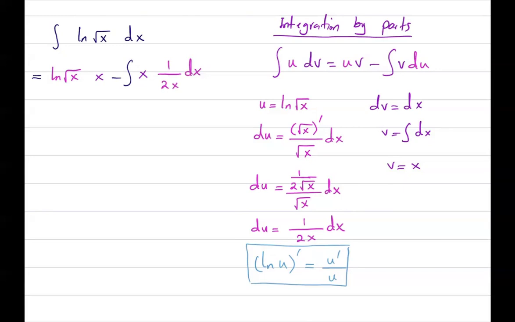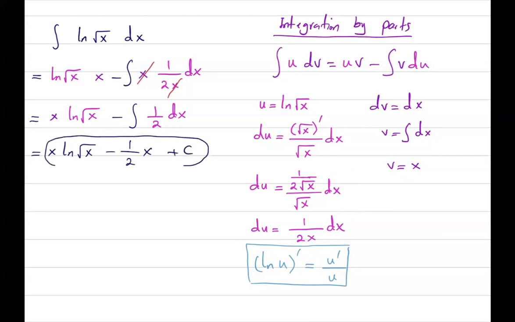Guys, take a look. I can cancel out x and x. Well, it made it much easier to calculate this integral. This is equal to x times ln of square root of x minus the integral of a half dx, which is super easy to work with. So this is equal to x ln of square root of x minus a half times x plus constant of integration.